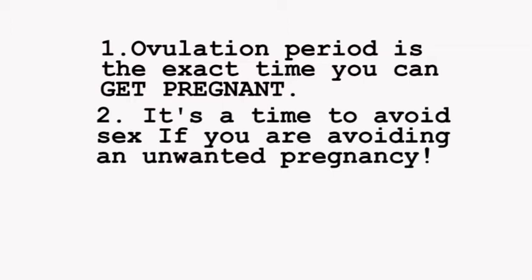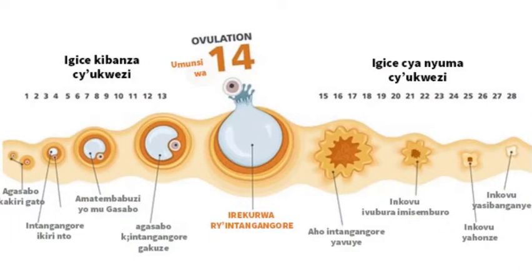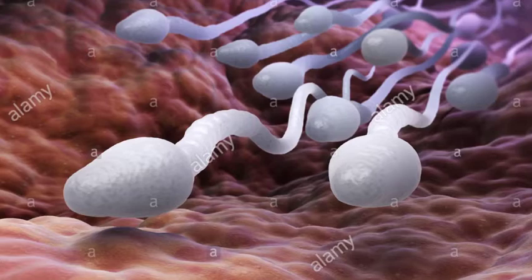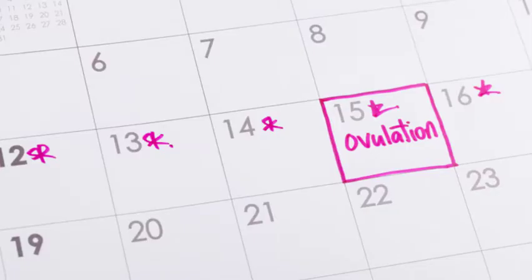Ovulation typically lasts 1 day, that exact day of releasing the egg. But what we call the ovulation period is a 1-week period around your ovulation day and occurs in the middle of a woman's menstrual cycle, about 2 weeks before she expects to get her period.